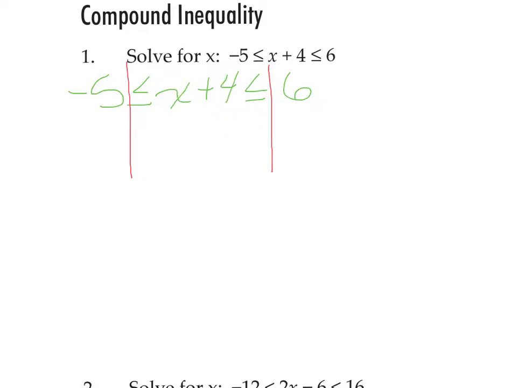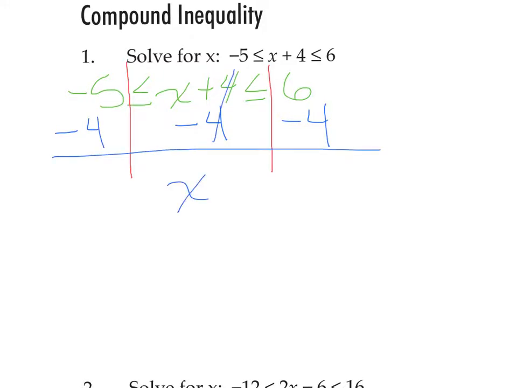So we need to subtract this 4. So we're going to subtract 4 on the right and on the left. And that's going to leave us with just x by itself in the middle. Of course, we didn't multiply or divide by a negative, so we don't have to worry about the symbols flipping. And we're just going to simplify. 6 minus 4 makes 2. And negative 5 minus 4 makes negative 9. So negative 9 is less than or equal to x, which is less than or equal to 2.